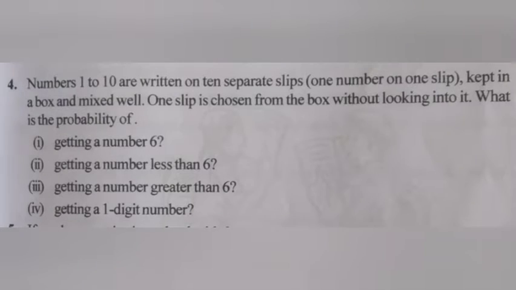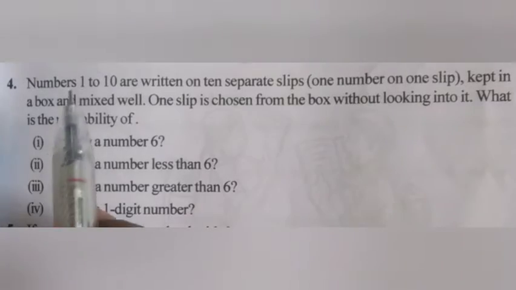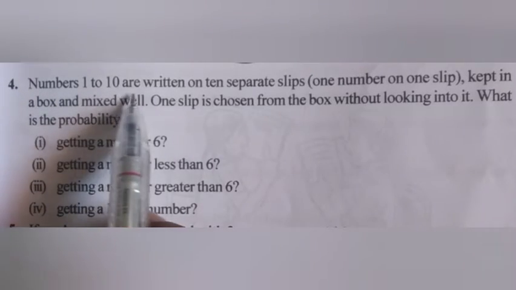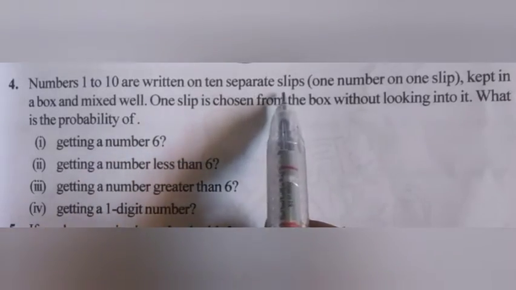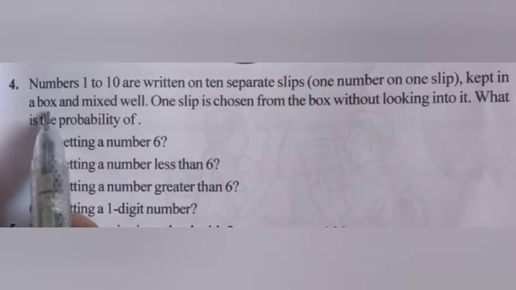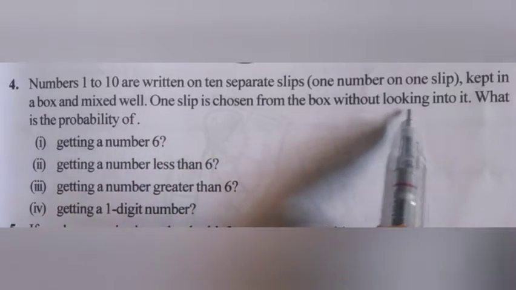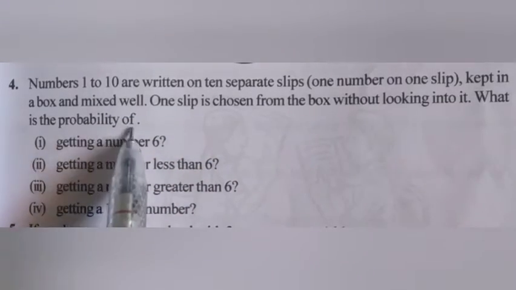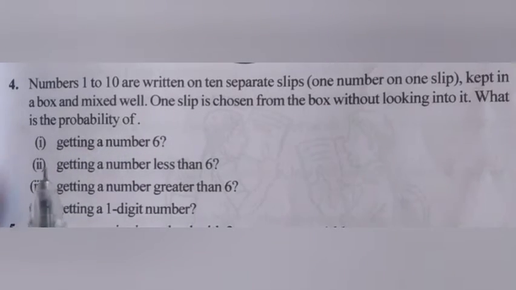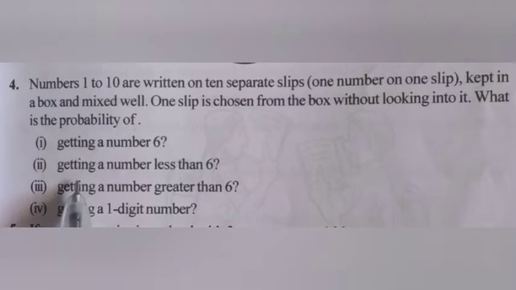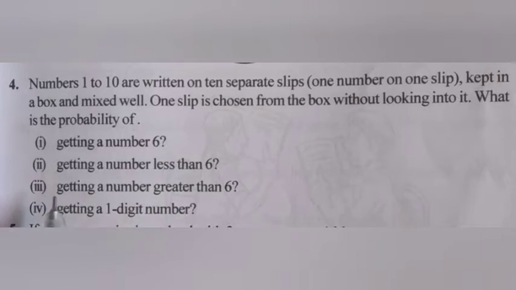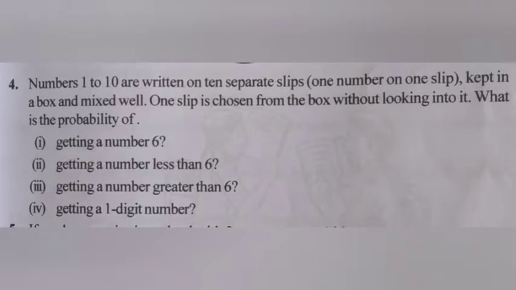Yes, now come to children, fourth question. What is it asking here? Numbers 1 to 10 are written on 10 separate slips kept in a box and mixed well. One slip is chosen from the box without looking into it. What is the probability of getting a number 6? Second option, getting a number less than 6, getting a number greater than 6, getting a 1-digit number. Yes children, now let us go to the answer for this question.